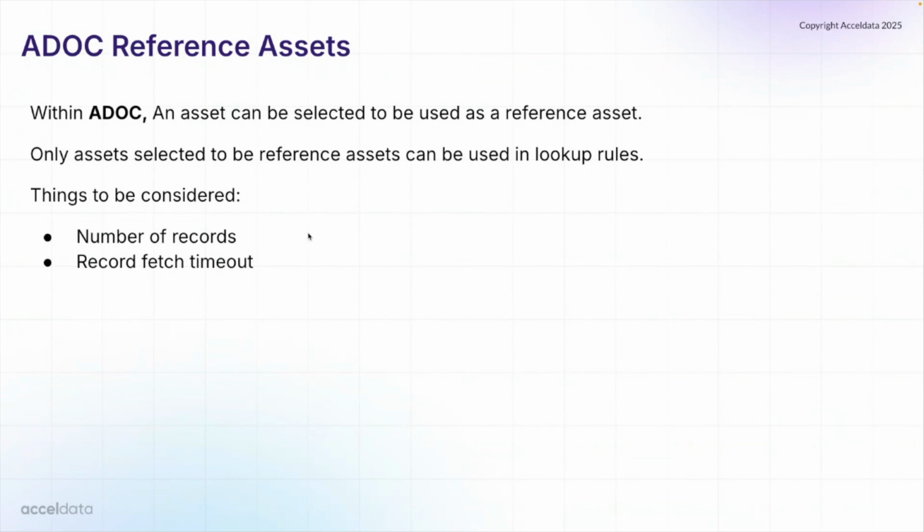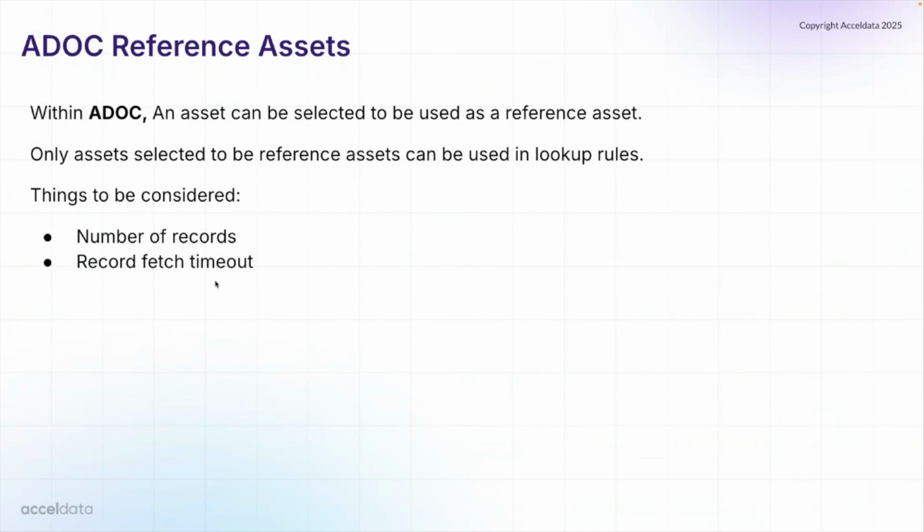Once the asset is onboarded on ADOC, we can update some configuration details within ADOC to use it in the lookup rules. When we enable it, there are two things that need to be configured: the number of records and the record fetch timeout. By default, ADOC considers that the reference asset has 10,000 records and a timeout to fetch of 60,000.